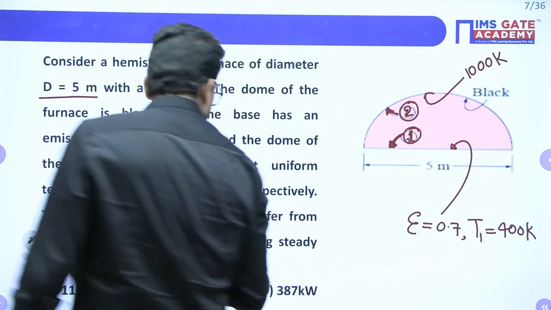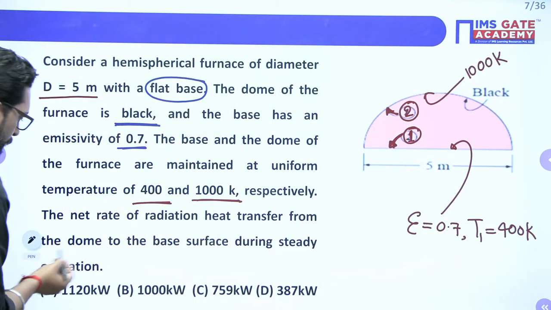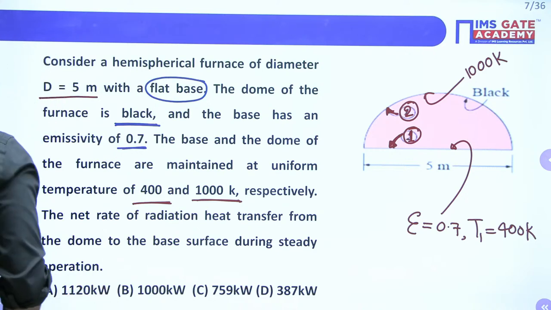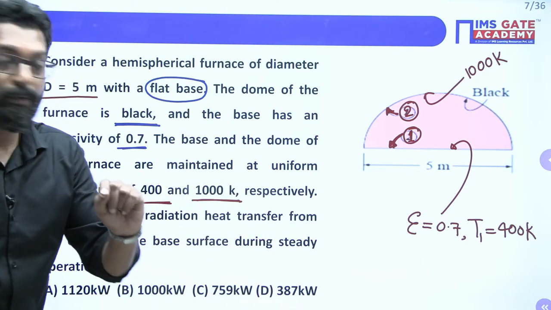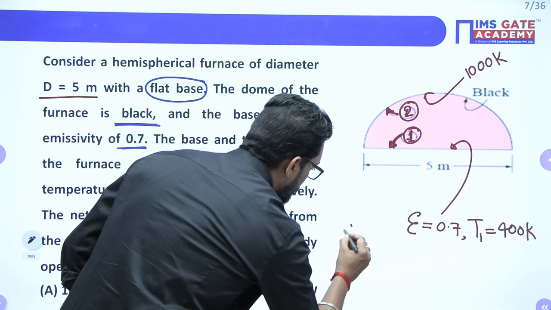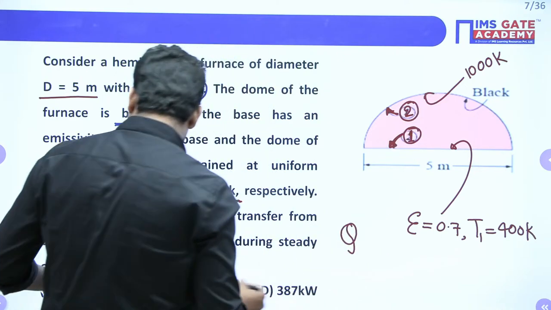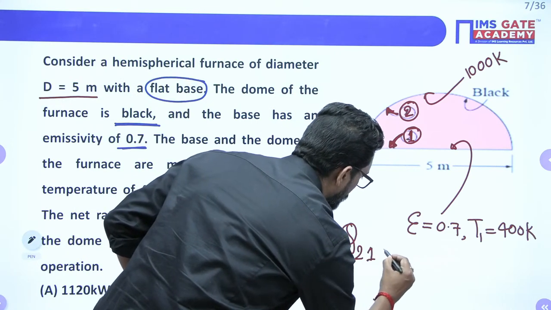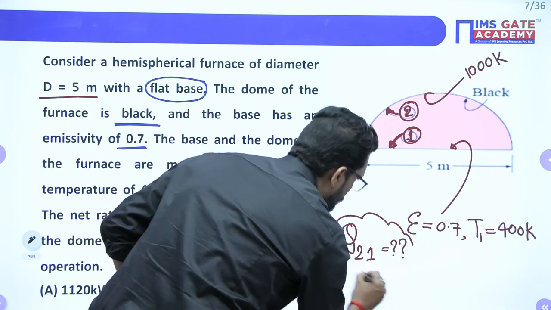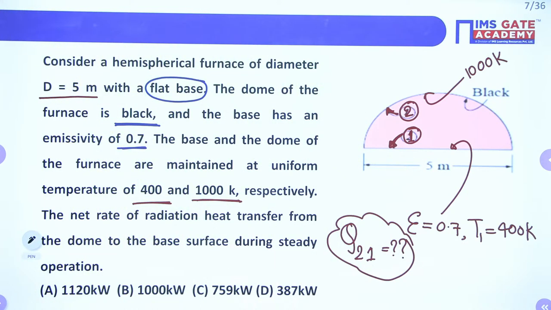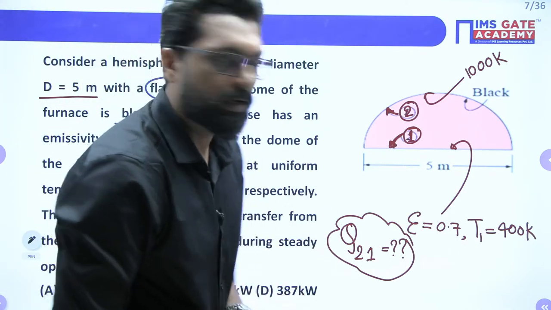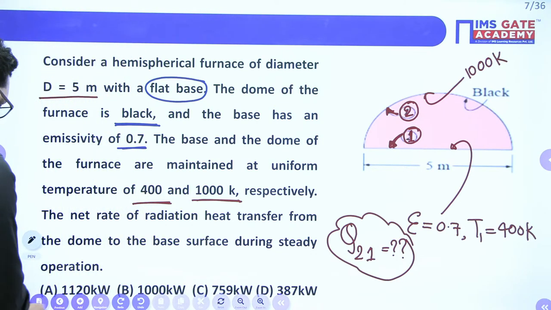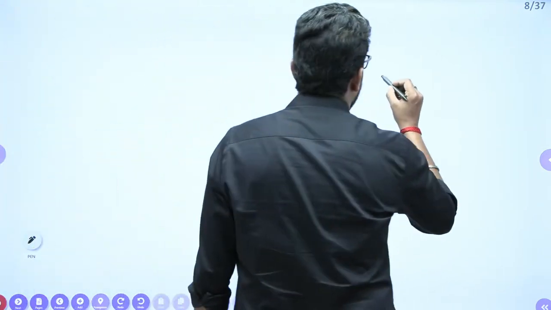Okay, no problem at all. Respectively, the net radiation heat transfer from the dome to the base surface during steady operation. Very good. What is the question asking? What is the radiation heat transfer from the dome, that means 2 to 1? We have to find it. What is the radiation heat transfer 2 to 1? Okay, beta. Now, see, this is your dome structure.